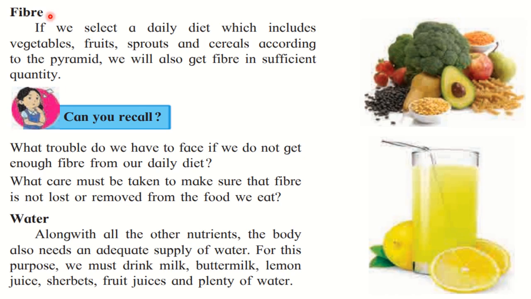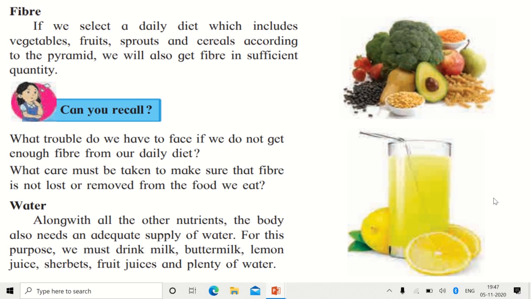So here, how to get fiber? We have to include a lot of vegetables and fruits and fibrous substances in our day-to-day life. So we have to select a daily diet which includes vegetables, fruits, sprouted pulses, cereals, as we have seen in the pyramid, so that we will get the fiber in sufficient amount. Let us try to understand the importance of fiber through these two questions.